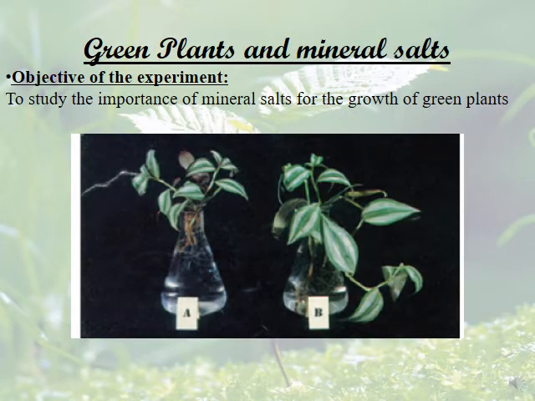Green plants and mineral salts. The objective of this experiment is to study the importance of mineral salts for the growth of the green plants. So this is the aim or the objective. So now we're going to move to the posed problem. What is the importance of minerals? Here we have two plants A and B. Plant A and plant B: with minerals, it will grow tall and grow normally, whereas without minerals, it will grow short and have abnormal growth.